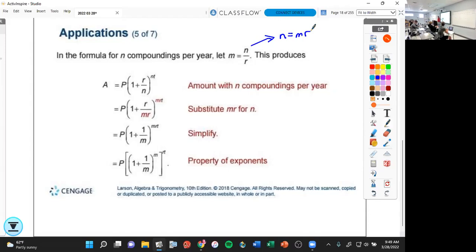That can be simplified. R over R cancels, right? So we now have 1 over M to the MRT. Raising a power to a power, you multiply the exponents, correct? So using that property of exponents, we can rewrite that as 1 plus 1 over M to the M, all to the RT. And this right here is very interesting: 1 plus 1 over M to the M power.